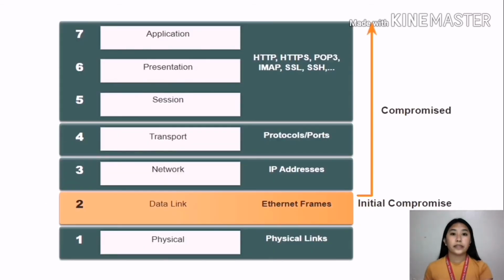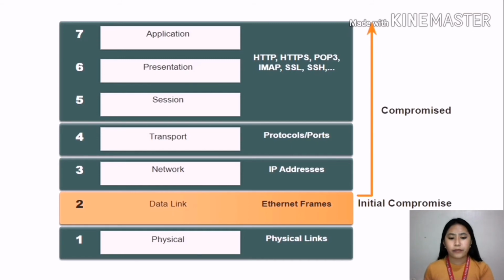So take a look at this picture. As you can see, network administrators routinely implement security solutions to protect the elements in layer 3 up to layer 7. They use VPNs, firewalls, and IPS devices to protect these elements.